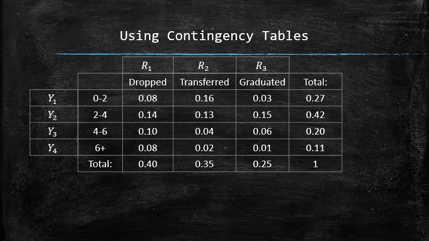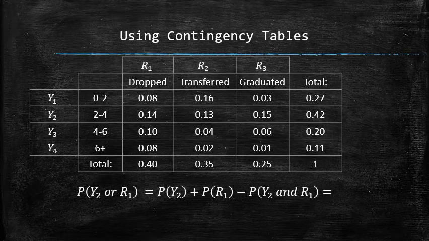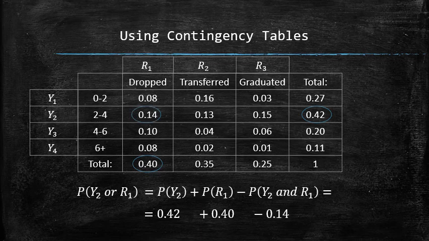Of course, we are more interested in applying the rules of probability. So let's find the probability of Y2 or R1 using the general addition rule. The marginal probability of Y2 is 0.42. The marginal probability of R1 is 0.40. And the joint probability of Y2 and R1 is 0.14. So the probability of the union is 0.68.